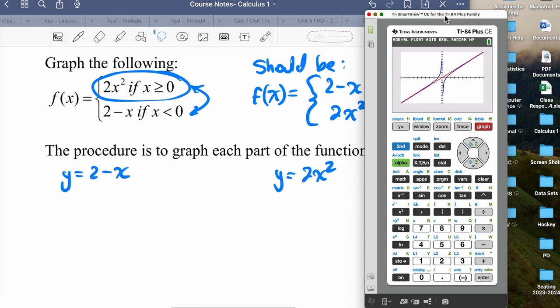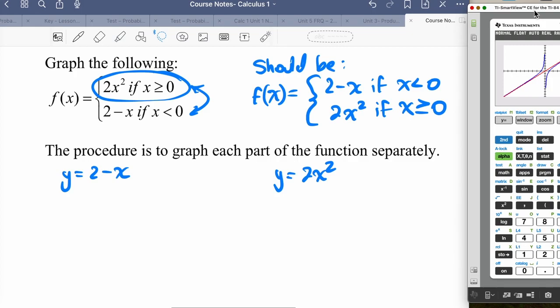Wait, so just work that way, or do you mean the x is greater than or equal to 0 should be for the 2 minus x? Is that what you mean? No, no. Well, I guess I could have made the problem like that too, but it's really just the domain. x greater than or equal to 0. Oh, yeah, start off with that side. Yeah.